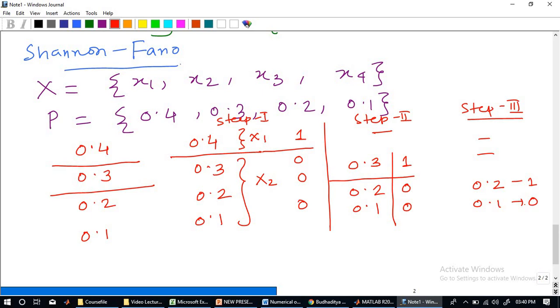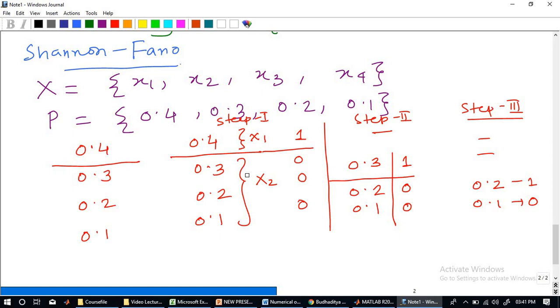What I did first, we rearrange the probabilities into decreasing order. Maybe I'll just remove this line, then it will be easier for you to understand. We are going to divide the probabilities into two sets in which the summation of the sets will be almost equiprobable, if not equiprobable. We go on dividing until each and every set contains only one element. Whenever we are giving these two sets, one of the sets will be given 1, and the elements in the other set will be given 0. So we are giving the second set of x2 as 0, 0, 0.